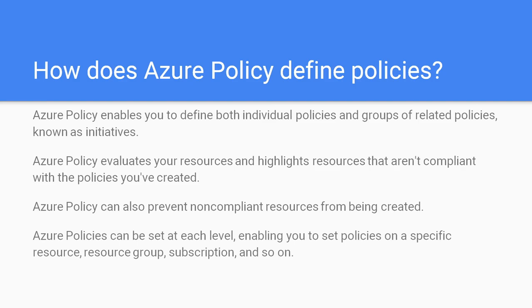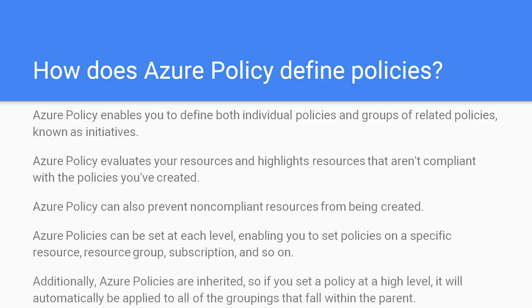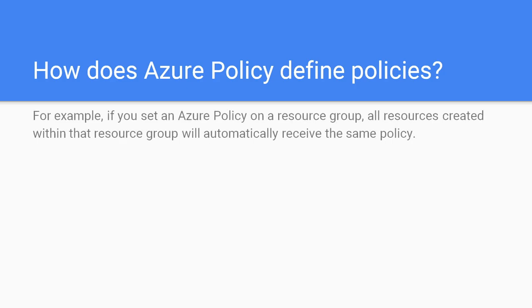Azure policies can be set at each level, enabling you to set policies on a specific resource, resource group, subscription, and so on. Additionally, Azure policies are inherited, so if you set a policy at a high level, it will automatically be applied to all of the groupings that fall within the parent. So for example, if you set an Azure policy on a resource group, all resources created within that resource group will automatically receive the same policy.